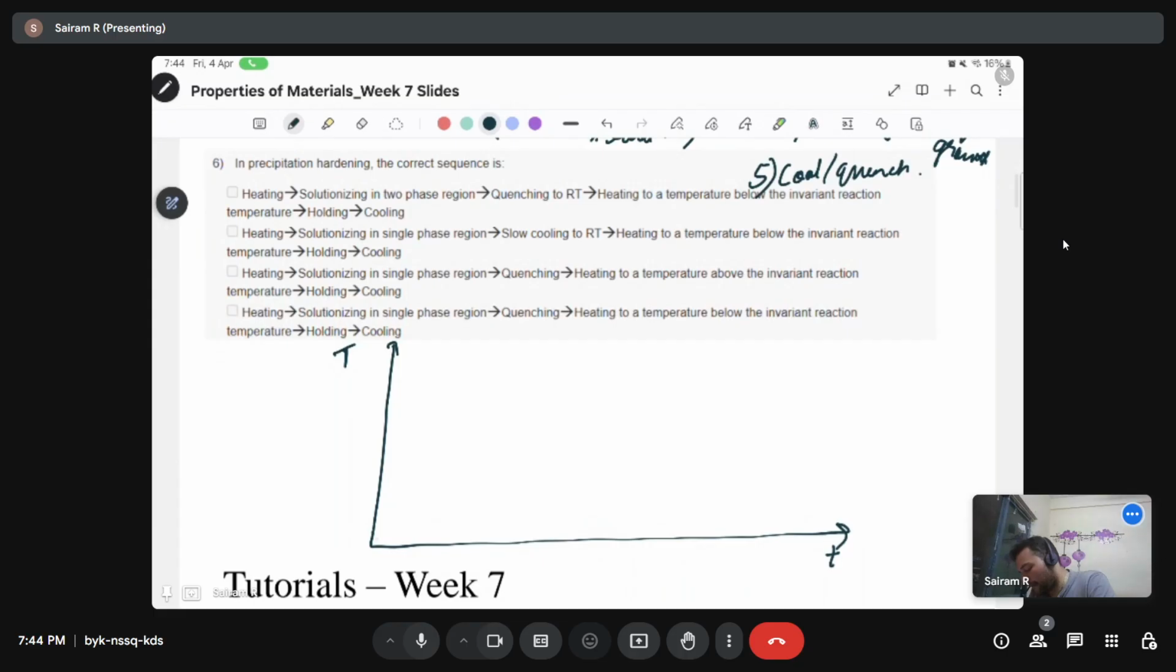So what I am doing is, from room temperature, I am heating to temperature T1. I solutionize it, hold, so that I give time for the entire material to become completely alpha, and then I quench it immediately within a very short span of time. I quench it, bring it down to room temperature, and then now I find an appropriate temperature T2 and hold it for a long time.